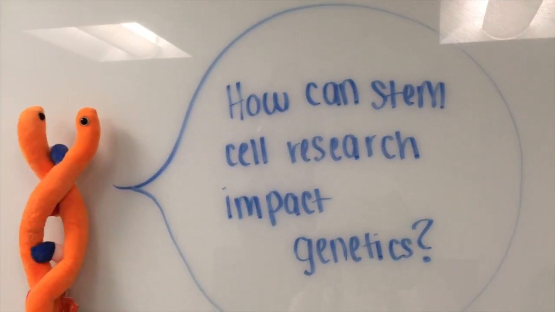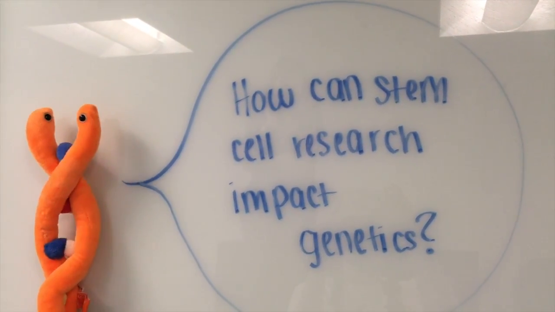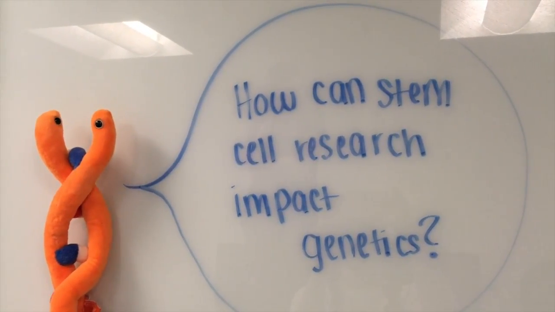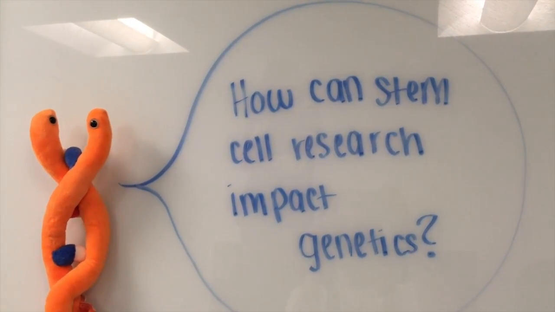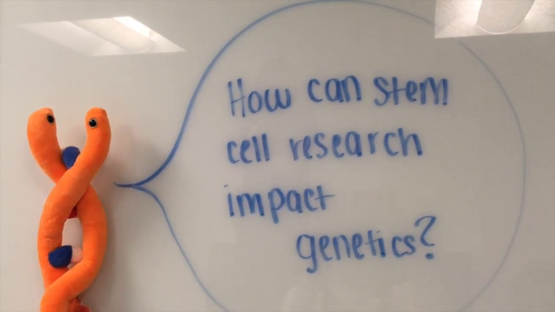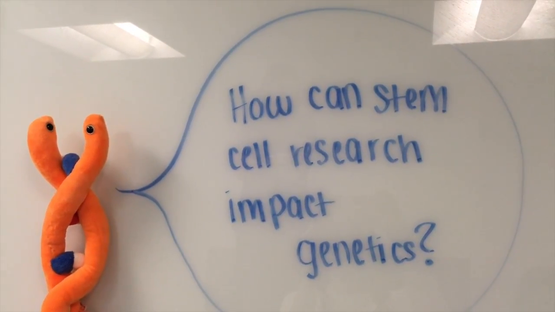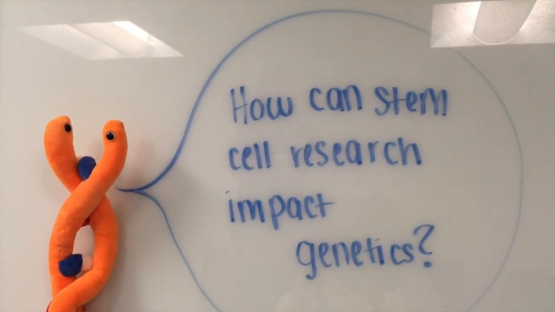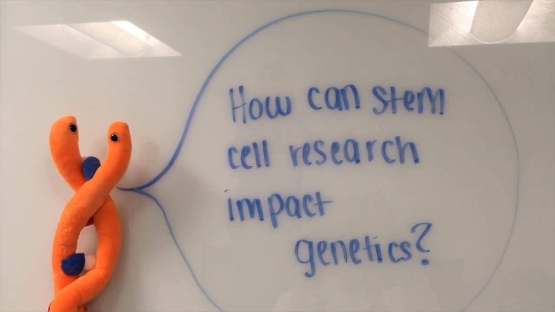Stem cells can also further the field of genetics. For example, Parkinson's is a known genetic disorder that causes neural degeneration. One possible treatment would be to use stem cells to reproduce the neurons to regain lost brain function. Without the underlying genetic knowledge about Parkinson's, stem cell therapy wouldn't be as useful because we wouldn't know what cells to replace.